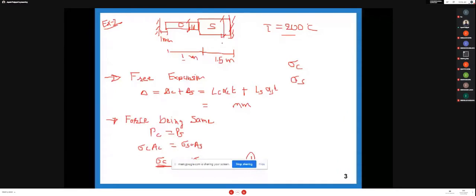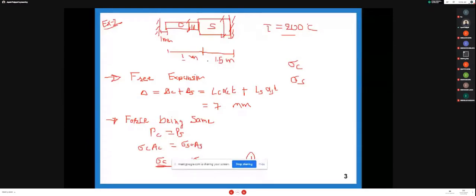Answer: 7 mm. You can see whenever you increase the temperature, T equal to 200 degrees Celsius, this material will try to expand up to 7 mm. But here you can see a 1 mm gap is present, and after completing this 1 mm, the bar will be restrained. Then some stresses are developed.